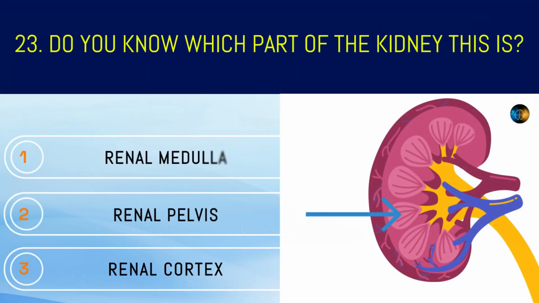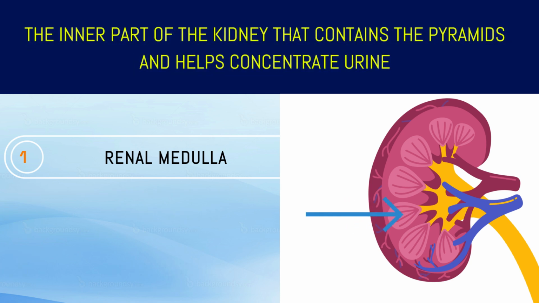Do you know which part of the kidney this is? Renal medulla, renal pelvis, or renal cortex? Renal medulla. The inner part of the kidney that contains the pyramids and helps concentrate urine.